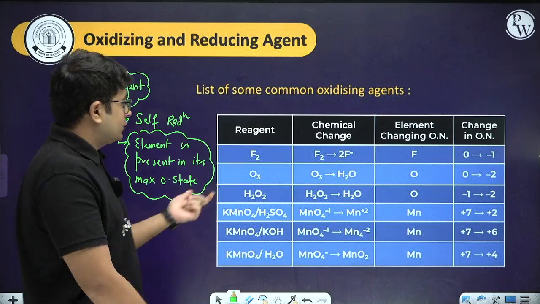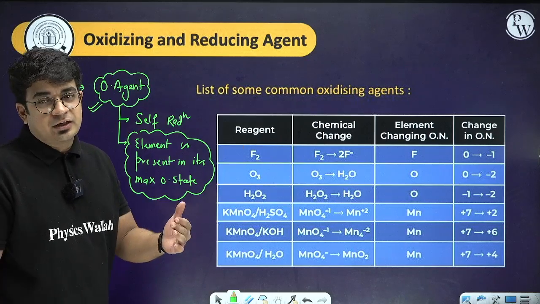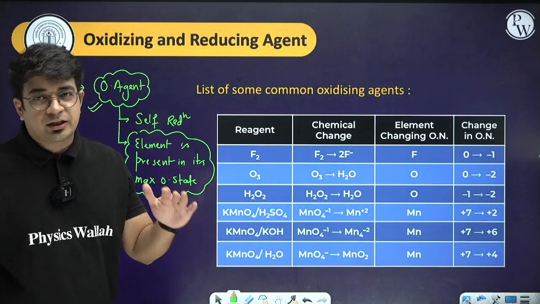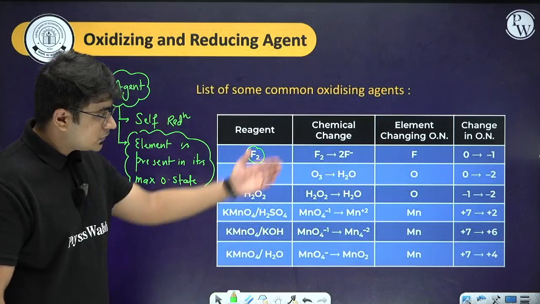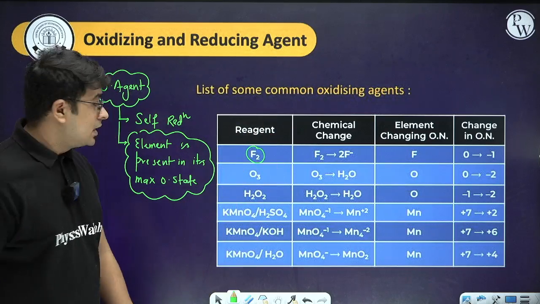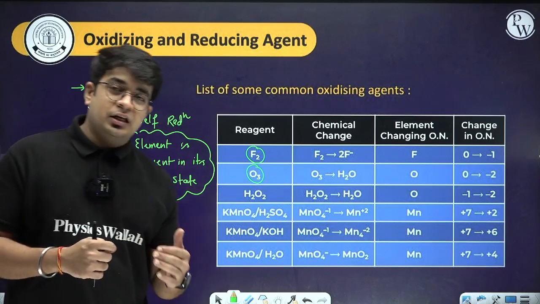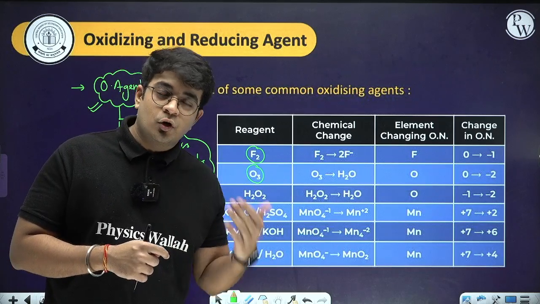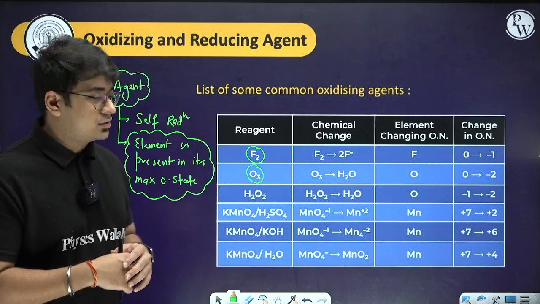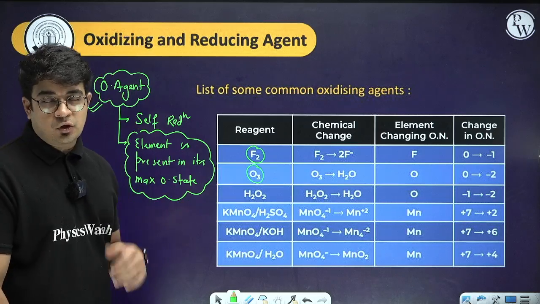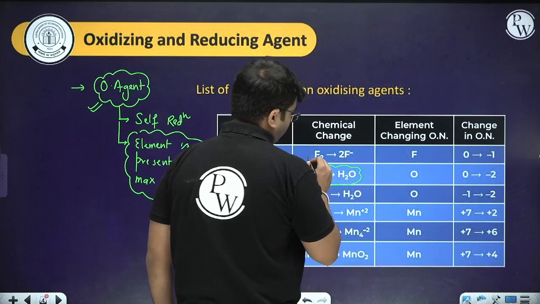Okay. If I talk about the reagent F2, F2 always reduces itself, because in fluorine, a positive oxidation state does not exist. So definitely it's a very good oxidizing agent. You can see it's converted from 0 to -1. In the same way, O3 is a good source of oxygen, because when O3 dissociates, it converts into molecular oxygen as well as nascent oxygen. Nascent oxygen is necessary for the oxidation process. So definitely it's a good oxidizing agent, and generally it converts from O3 to H2O.